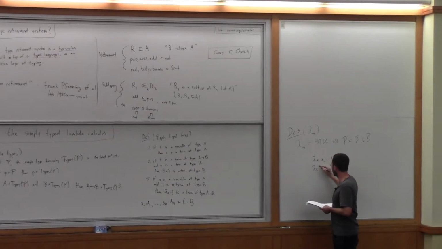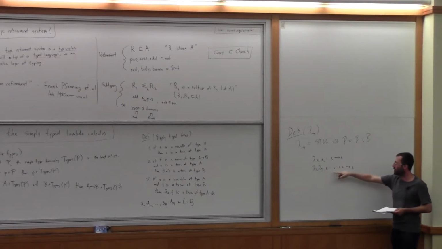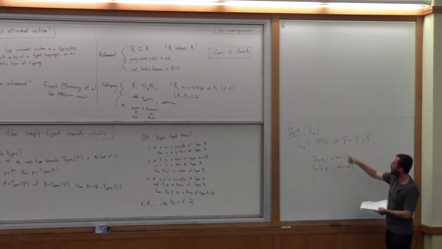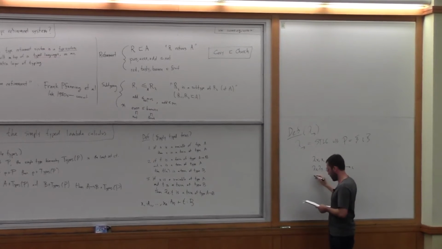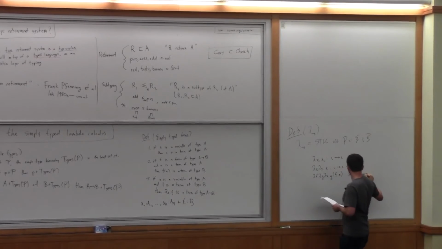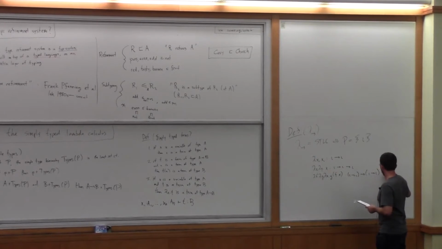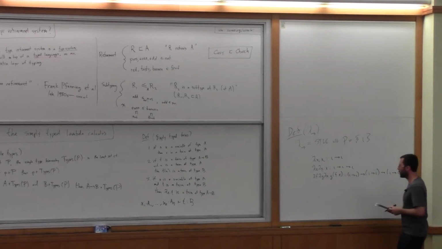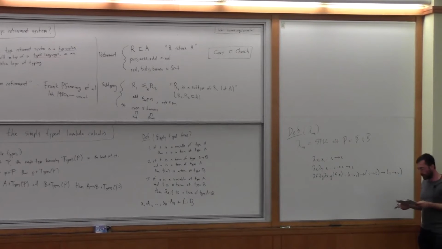Just some more examples. Lambda x, lambda y x is a term in this language of type iota arrow iota arrow iota, and so on. So everything is a simply typed lambda calculus. Everything is very simple because we just have a single atom.